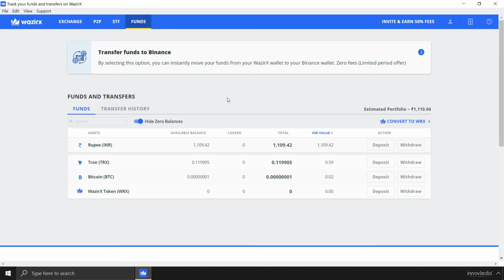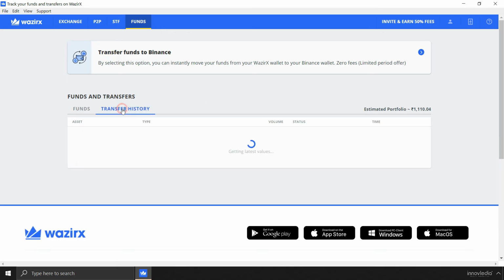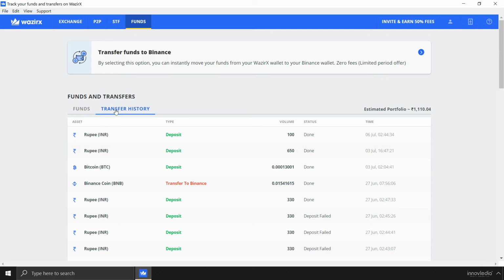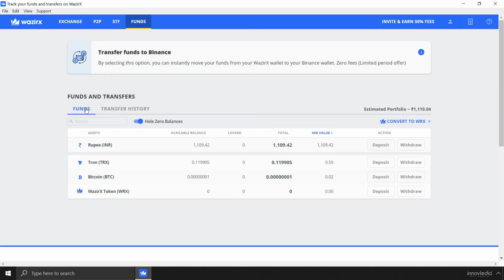1109, and I can also check out the transfer history, but I'm not going to see anything here because that's not the trading history. That's just a transfer history of funds which I have used to transfer in and out of WazirX wallet. Alright. So this is how we can buy or sell cryptocurrencies on WazirX Exchange on desktop or also on our smartphone app.